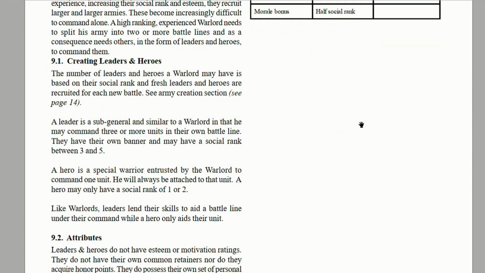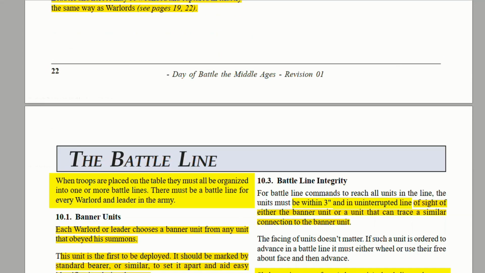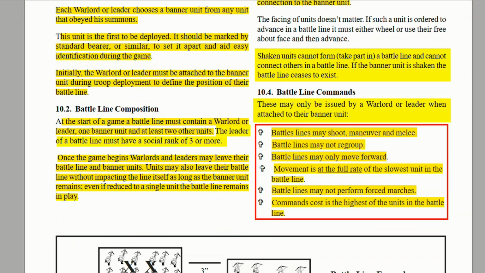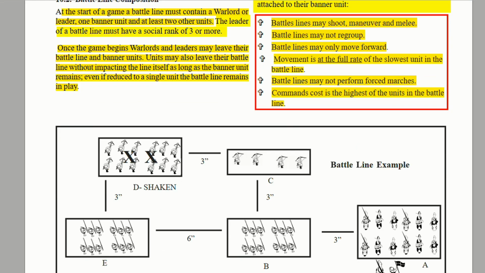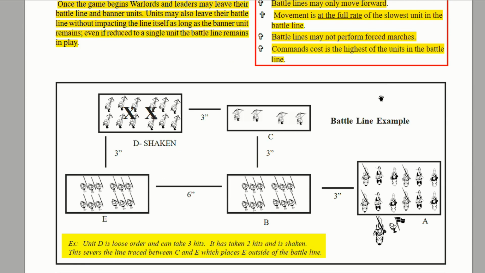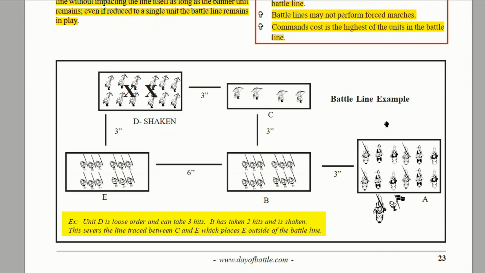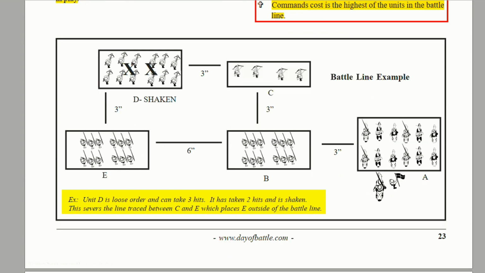Leaders, heroes, and sub-commanders also have attributes. Battle line, a very interesting rule. That's a group of units moving together, but it has characteristics, it has morale. You have to do morale tests, and it can regroup. To be in a battle line, you have to be at most 3 inches from the other units. If you are further, you're not in the battle line. If you're shaken, as you can see here, the battle line breaks and the unit is not part of the battle line, and it reduces in strength.